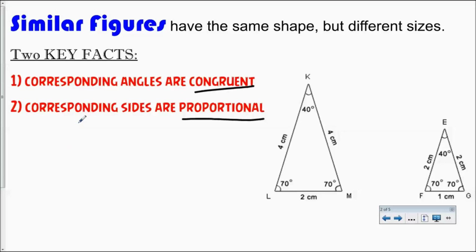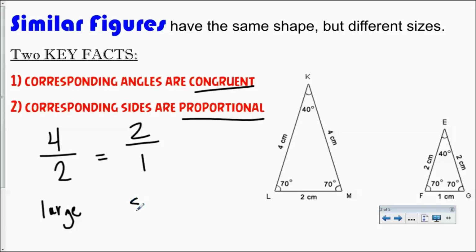Now you can look at it and see that they're half of it, but it's not always going to be that crystal clear. So the long side over the base on the large triangle, this ratio representing the large triangle, is equivalent to the longer side over the base side on the small triangle. I know that these are proportional because I can see that you're dividing by 2, or I can think with cross products that 4 times 1 is 4 and 2 times 2 is 4.